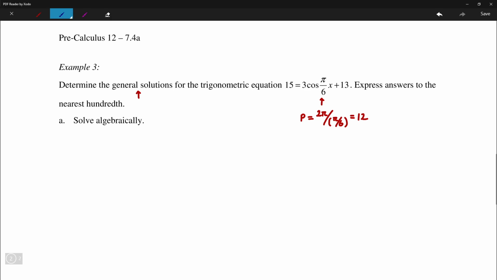But for now, let's focus on simplifying the equation. So we can subtract 13 from both sides. 15 minus 13, of course, is 2. And the right-hand side will simplify to just 3 cosine pi over 6 x. And from here, we can divide both sides by 3. So 2 over 3 is equal to cosine pi over 6 x.